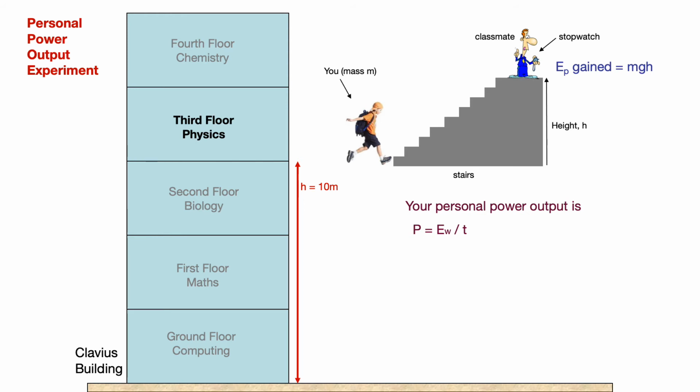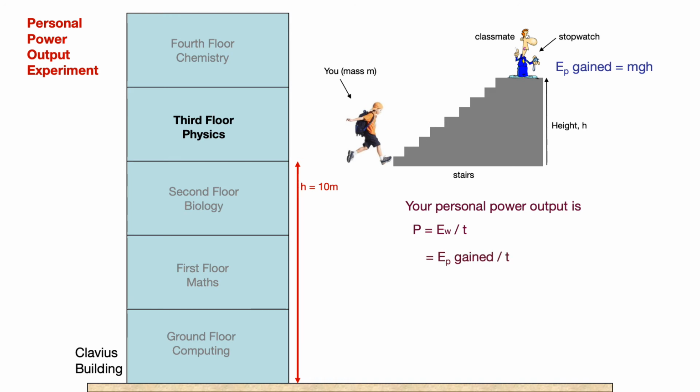So the purpose of this experiment is to measure your personal power output. And all power outputs, P, are given by work done divided by time taken. Well, how much work do you do when you're walking up the stairs? Well, remember that work done when you're going vertically upwards is gravitational potential energy gained.